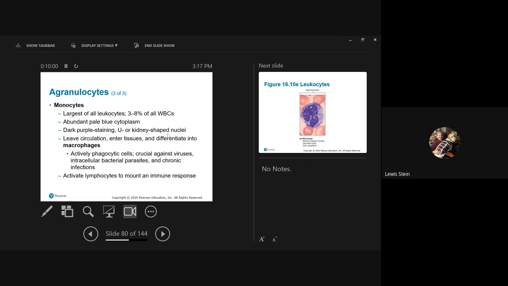Those that are indented or kidney shaped become macrophages. Really significant in a lot of things. So when you hear about mononucleosis, it's mononuclear forms. It's not just monocytes that are elevated, it's monocytes and lymphocytes.